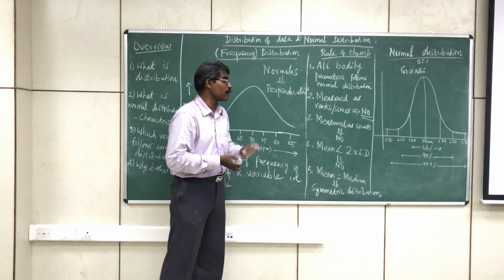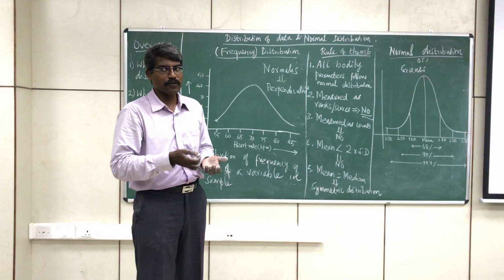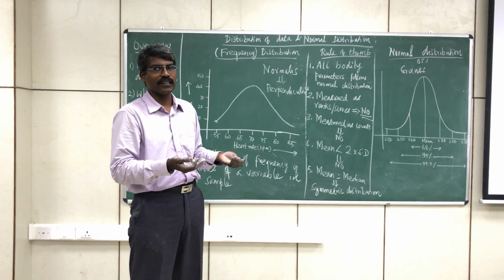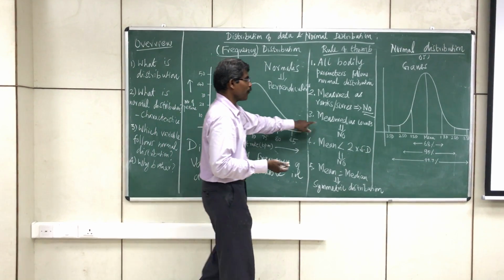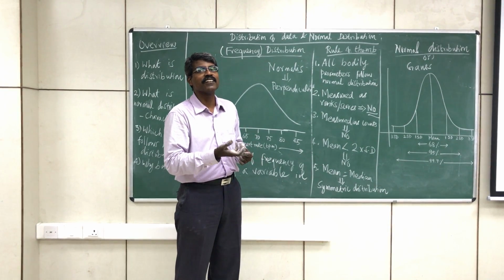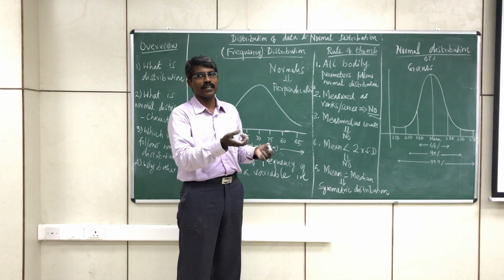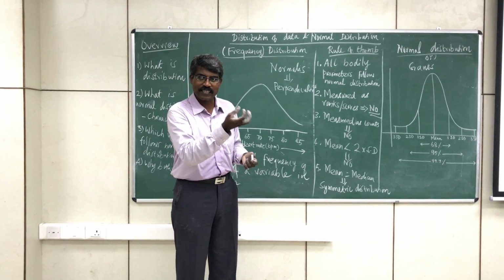The third rule of thumb is that variables which are measured as counts usually do not follow normal distribution. Let's take a small example of a variable measured as counts: number of people experiencing headache. So we will say, okay, 20 people experienced or 30 people experienced. So these are all just counts.